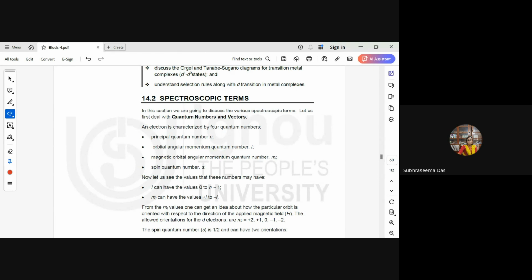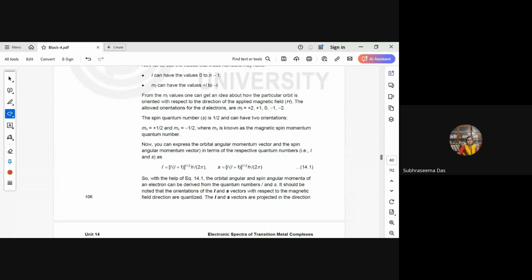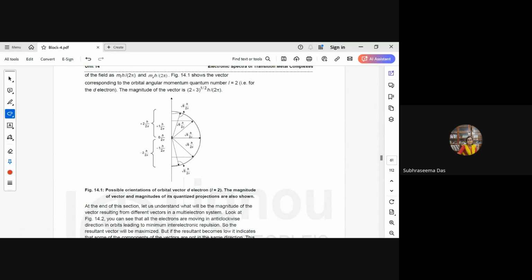The orbital quantum number can have L values from 0 to n minus 1, and the magnetic quantum number can have minus L to plus L. The spin quantum number has two values corresponding to the spin of the electrons, that is, plus half and minus half. Here the orbital angular momentum is given as L into L plus 1 to the power half into h by 2 pi, and S is given similarly. Then the orientations of L and S vectors with respect to the magnetic field are quantized. In figure 14.1, the possible orientations of the orbital vectors, particularly for L equal to 2, are shown.